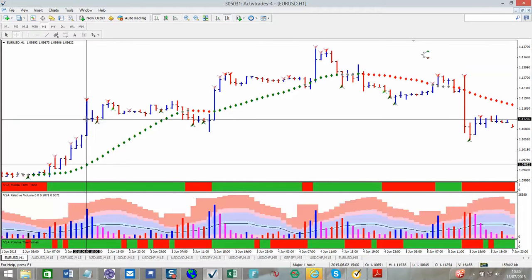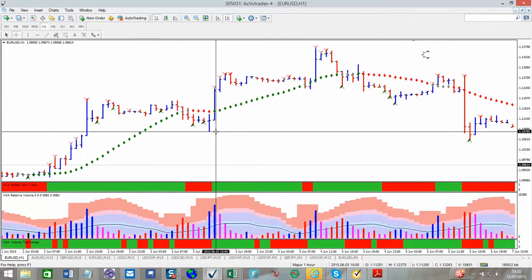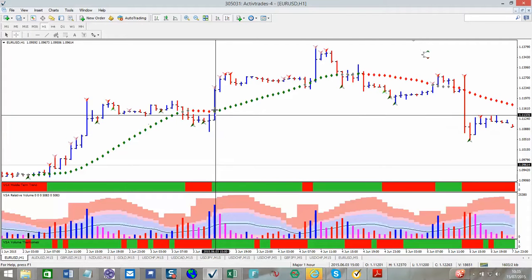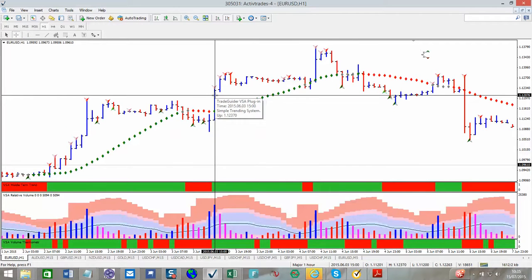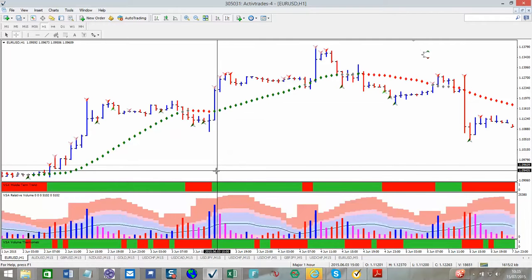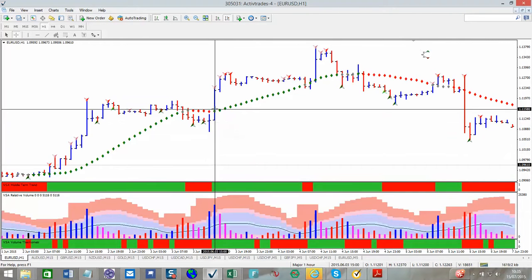Again, we have weakness in the background. We have this ultra high volume bar, again confirming there's weakness on the following bar. The market doesn't like ultra high volume.